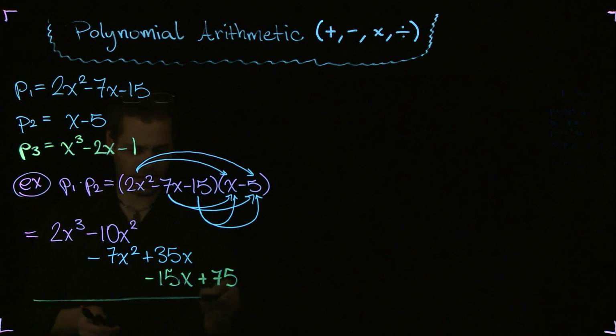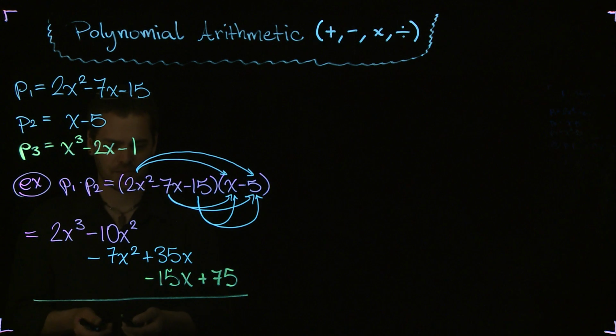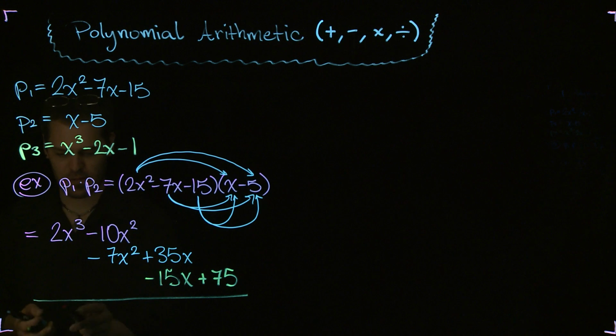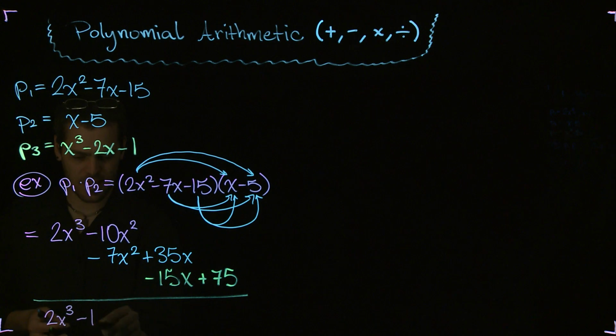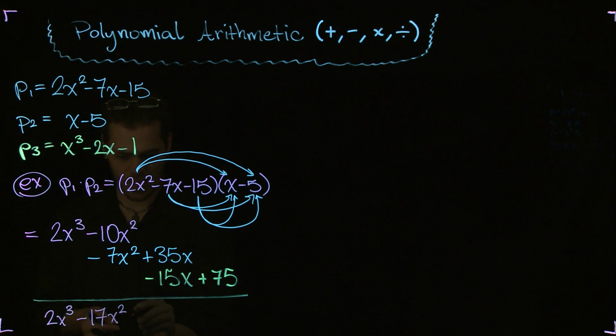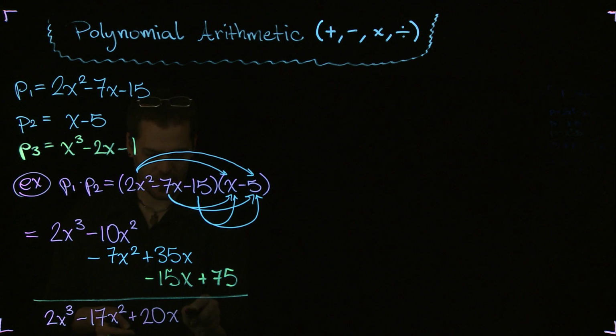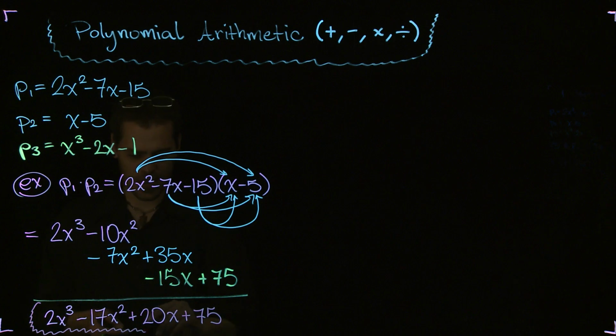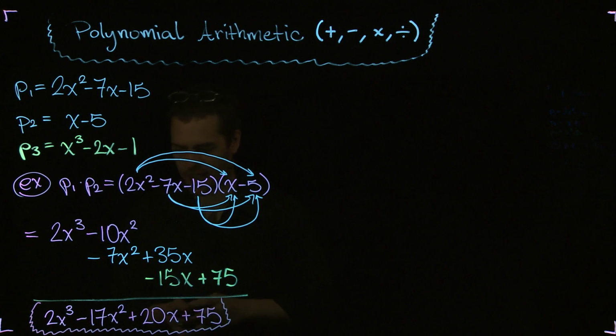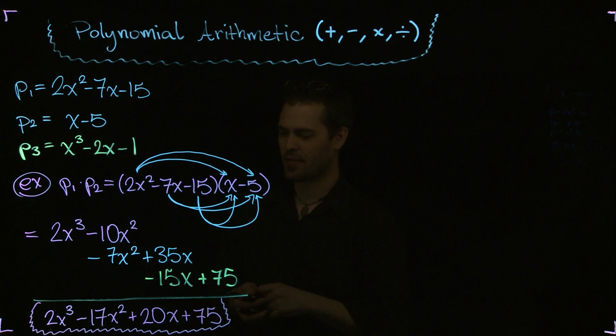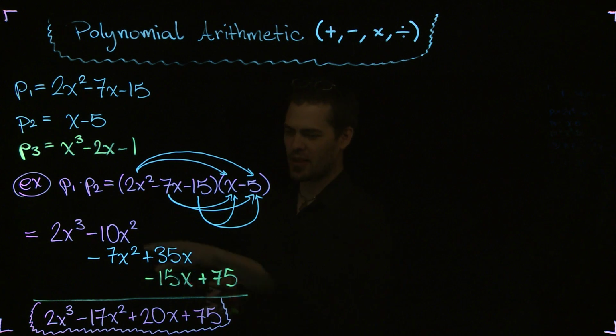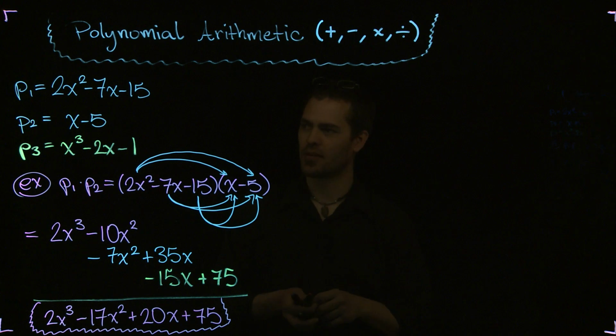And then I'll just draw a big line here. And I'm essentially now just combining the like terms. So I'm going to bring down my 2x cubed. Doesn't have any like terms. Negative 10x squared minus 7x squared is negative 17x squared. 35 minus 15 gets me down to 20, positive. So I got a positive 20x there. And plus 75 there in the end. That doesn't combine with anything else. And there's my final result. P1 times P2 is 2x cubed minus 17x squared plus 20x plus 75. And that wasn't too bad. And I think you might see the benefit there, as I do, of lining it up vertically. But you don't have to do it that way.